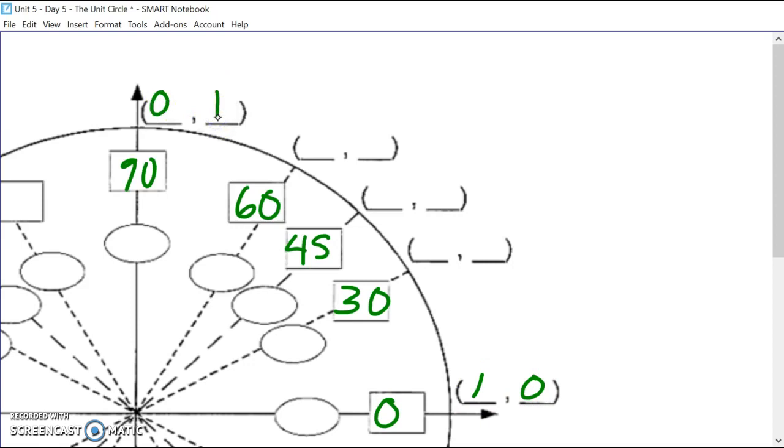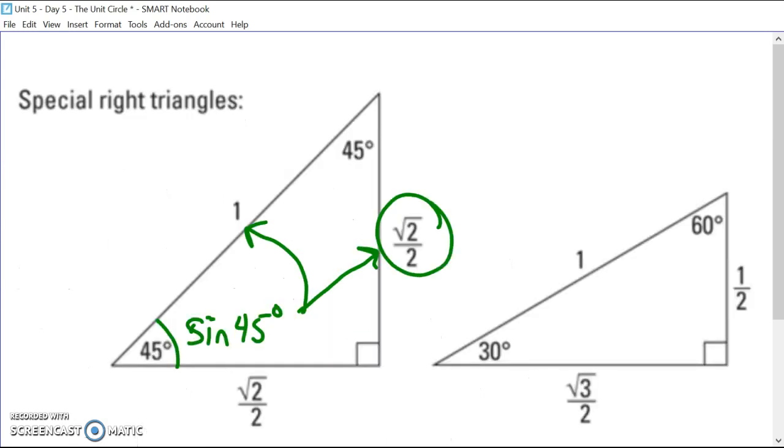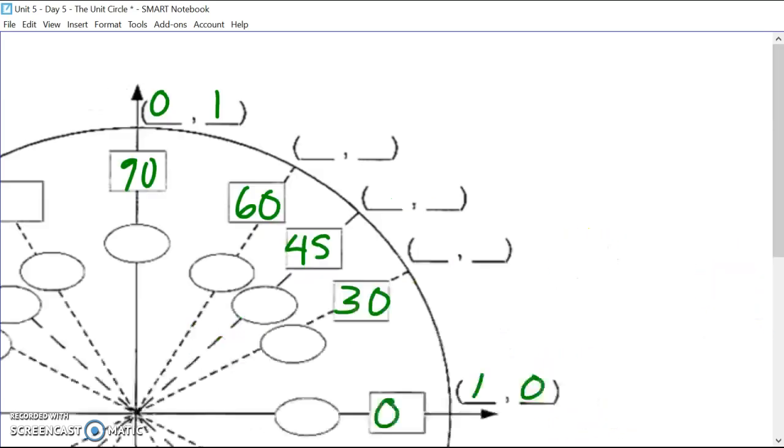Now, to fill in this first one, I have a 30 degree angle, and so I'm going to want to look at my 30 degree reference triangle. So I know the long side is root 3 over 2. The short side is 1/2, and of course the hypotenuse is 1. And so I'm going to go ahead and draw this one in here for now and label my sides. You certainly don't have to draw it in, but I think it's helpful for the first ones.